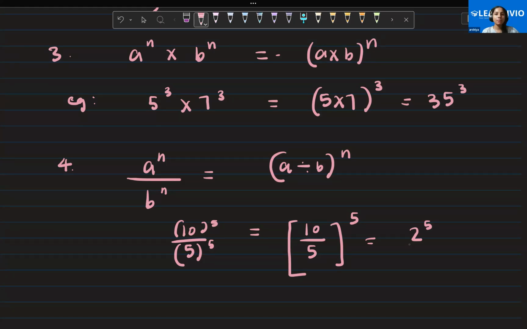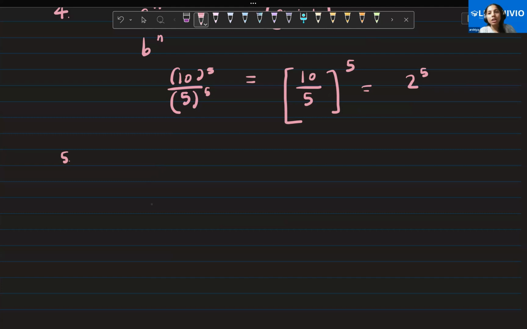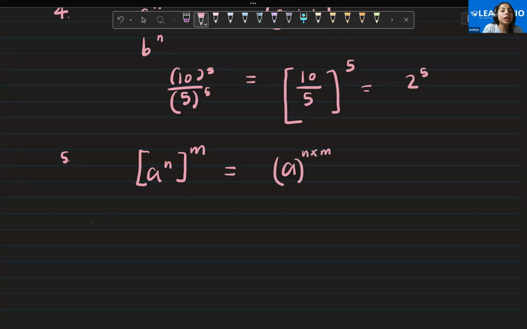Yeah, done, ma'am. Now, the fifth one is when you have two powers. So there's one base and there are two powers. So a raised to the power of n, and there's a whole power of m. Then what you're going to do is take a, the base, and multiply the powers n into m. Now let's say I have 32 raised to the power of 2, and the whole power is 3. This is what you will call the whole power.